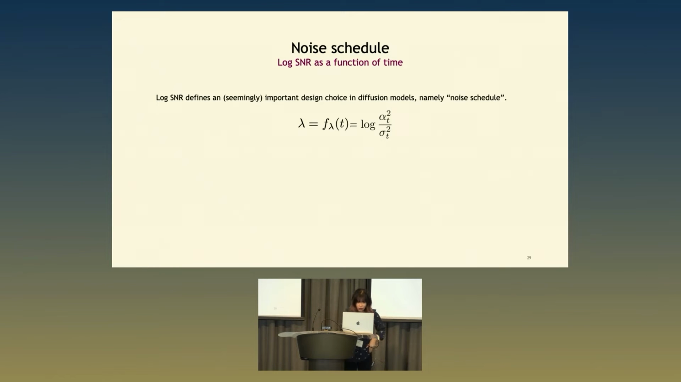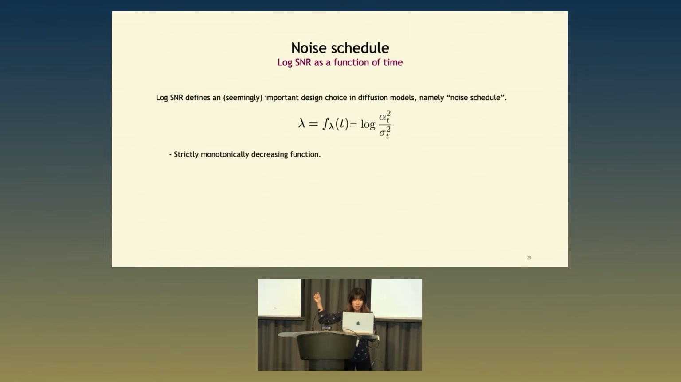And I would like to talk a little bit more about this noise schedule. This actually defines a similarly quite important design choice in diffusion models, and people have proposed different design choices for this noise schedule in the literature. It's usually called noise schedule, which corresponds to the mapping from the time step t to the log signal-to-noise ratio lambda.